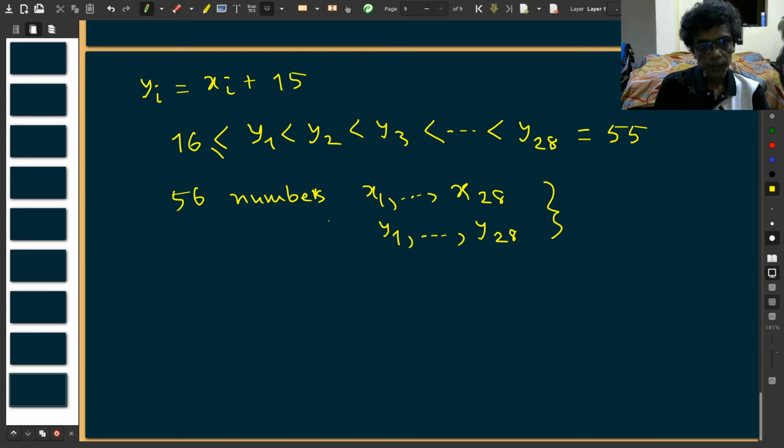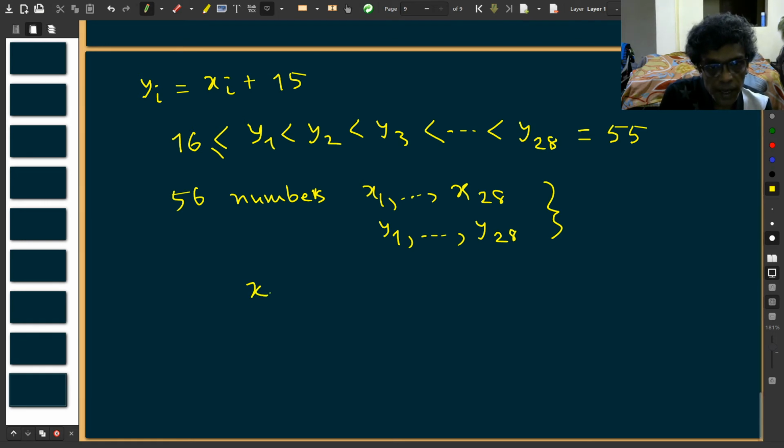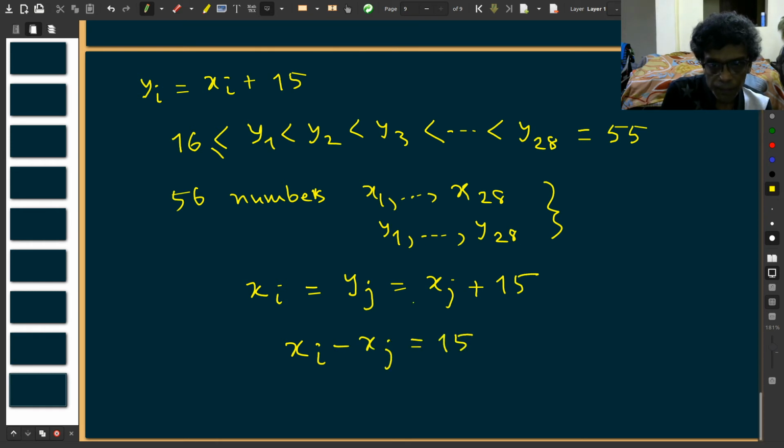So by the pigeonhole principle, therefore, there must be a repetition. But this repetition cannot happen among the xi's because it's a strictly increasing sequence. Likewise, the repetition cannot happen in the y series because it's again a strictly increasing sequence. So it must be that xi is equal to yj. But yj is nothing but xj plus 15. So this implies that xi minus xj equals 15. Okay. That's it.